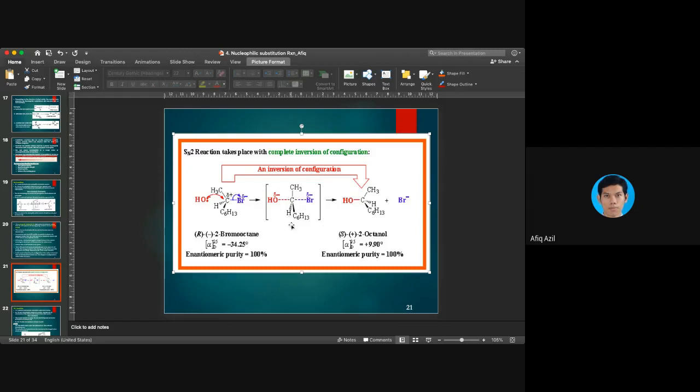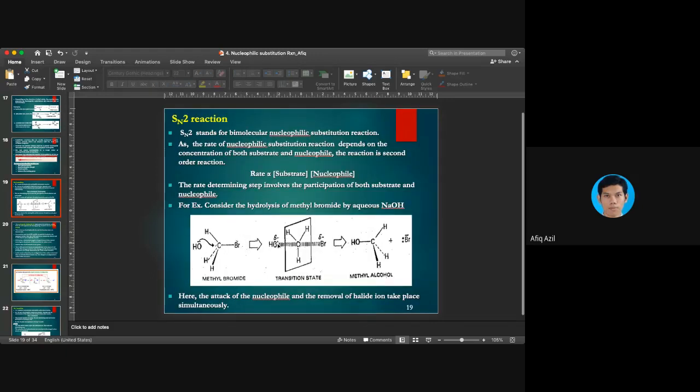So we call this dotted line a partial bond. Partial. Okay, it's partially bonded to the carbon. This OH is partially bonded to carbon. This bromine is also partially bonded to carbon. And another important thing is that this CH3, H and C6H13, they are in one plane. This can be shown here. Okay, they are in one plane.